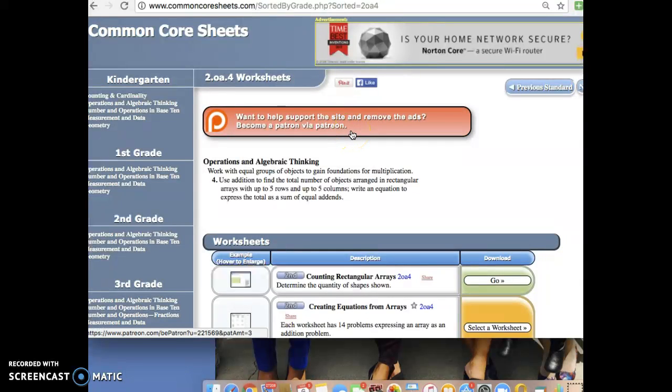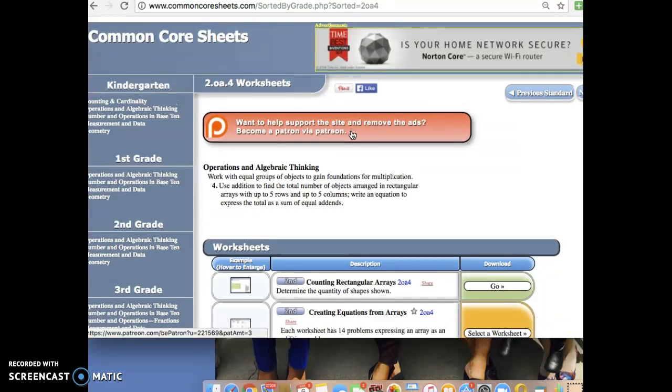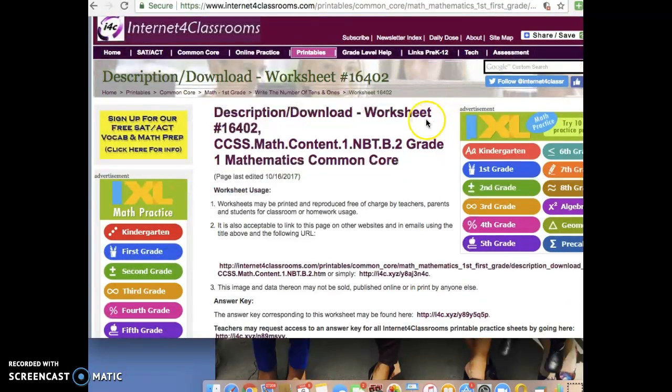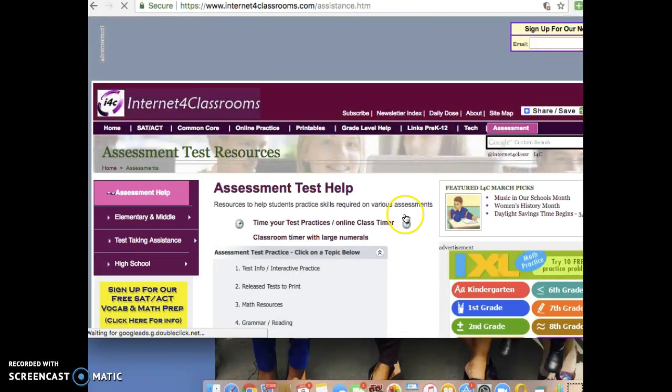So please, please, please take advantage of these two sites. I know we had the other two, but these were two additional ones that don't necessarily assess the students, but it reinforces those standards that you're teaching. Okay? I'll go back to Internet4 Classrooms just a moment. It does have assessment up here.